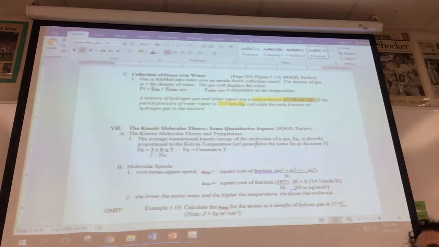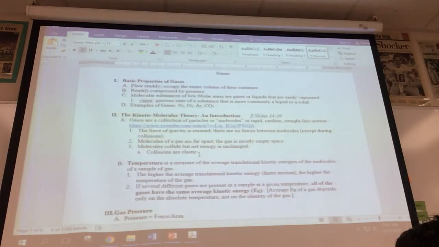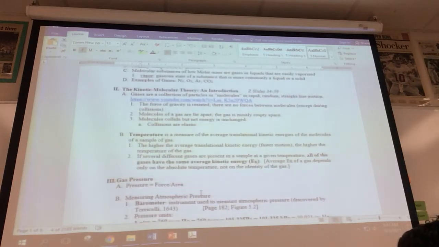We had talked about the kinetic molecular theory at the very beginning of the chapter, and we said that gases are a collection of particles. They move in a rapid, random, straight line fashion. There are no forces between molecules. The molecules of a gas are very far apart. Essentially, their volume's negligible, and collisions are elastic.